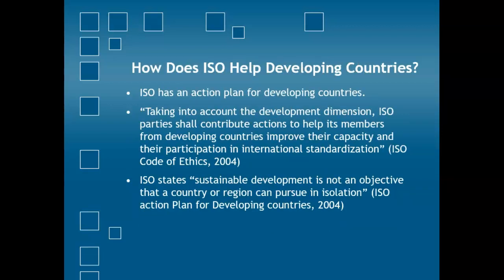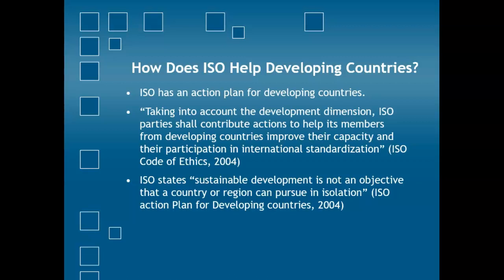So how does the ISO then help developing countries? Well, it has an action plan, and here's a quote I took from their code of ethics. It takes into account the development dimension. ISO parties shall contribute actions to help its members from developing countries improve their capacity and participation in international standards.